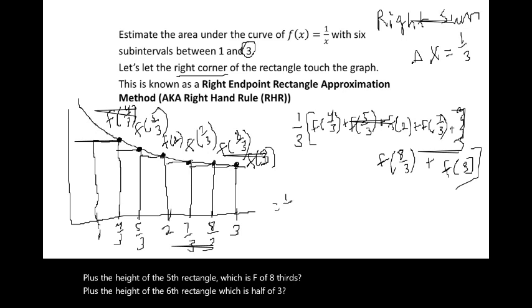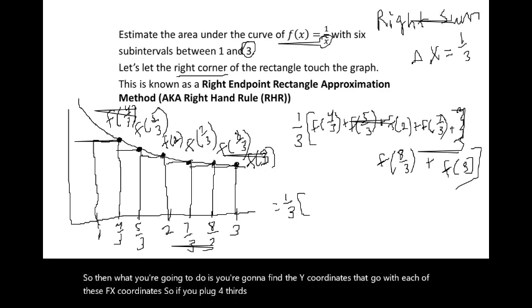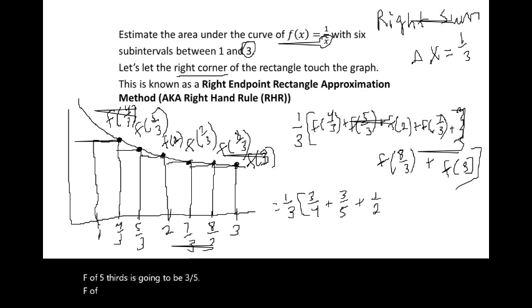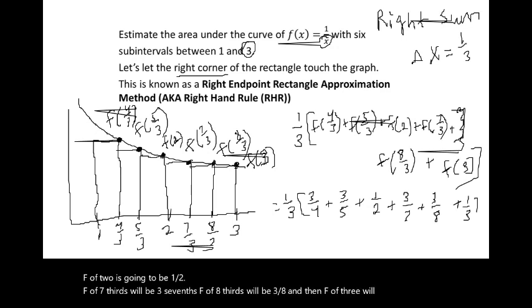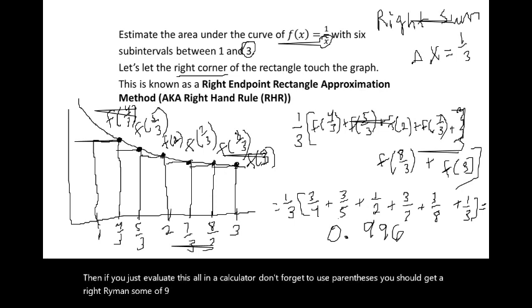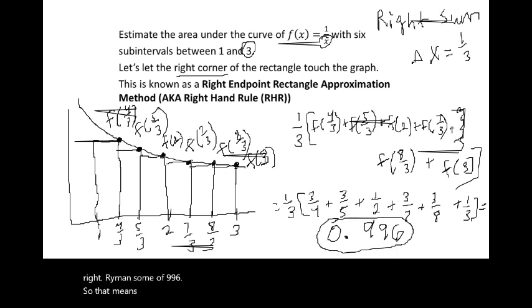So then what you're going to do is find the y-coordinates that go with each of these x-coordinates. So if you plug 4/3 in for x, you're going to get 3/4. F of 5/3 is going to be 3/5. F of 2 is going to be 1/2. f of 7/3 will be 3/7, f of 8/3 will be 3/8, and then f of 3 will be 1/3. Then if you just evaluate this all in a calculator, don't forget to use parentheses, you should get a right Riemann sum of 0.996. So that means that the right Riemann sum gave us an approximation of 0.996 for the area underneath this curve between 1 and 3.